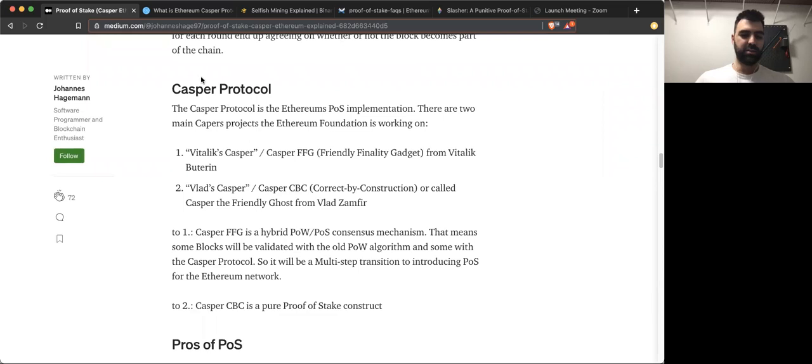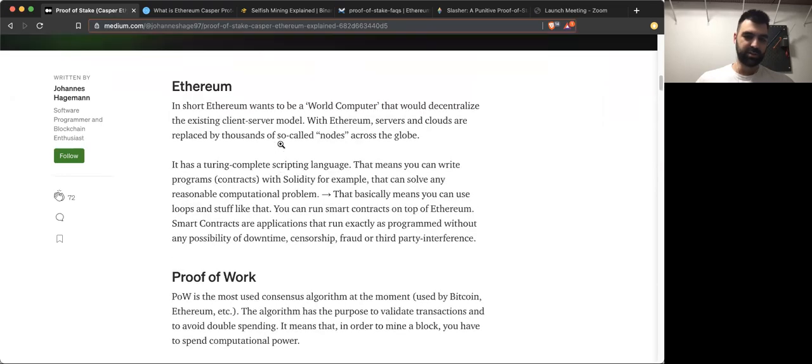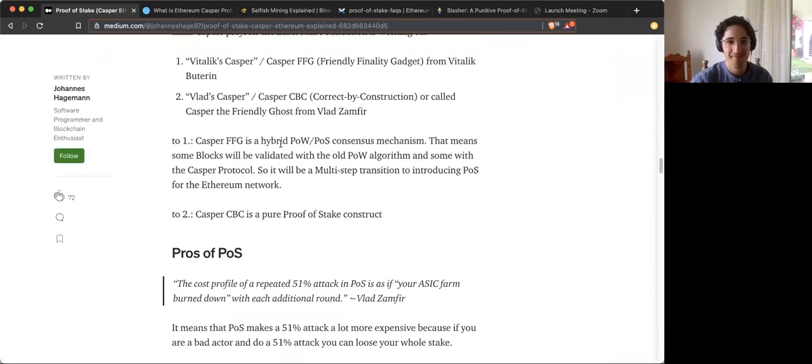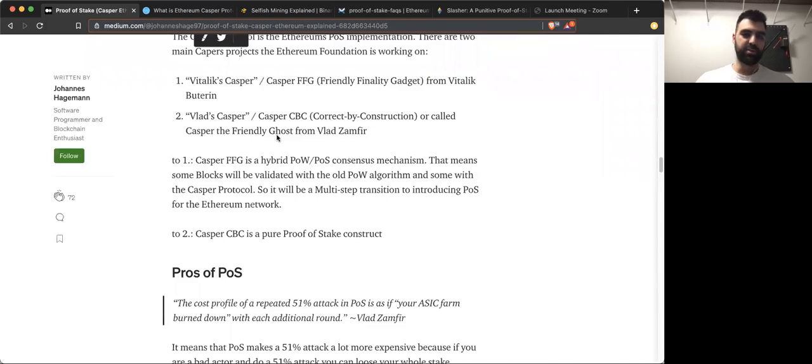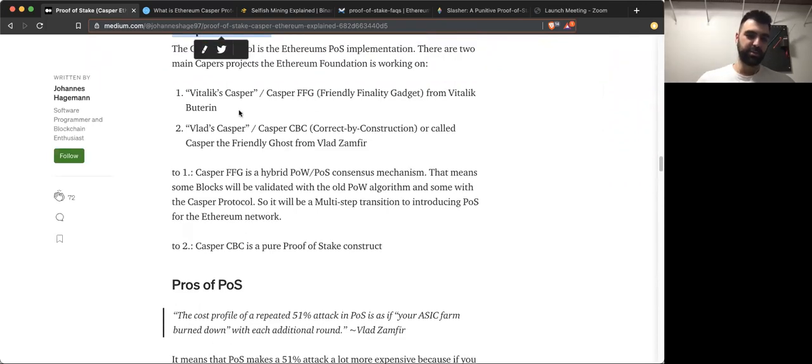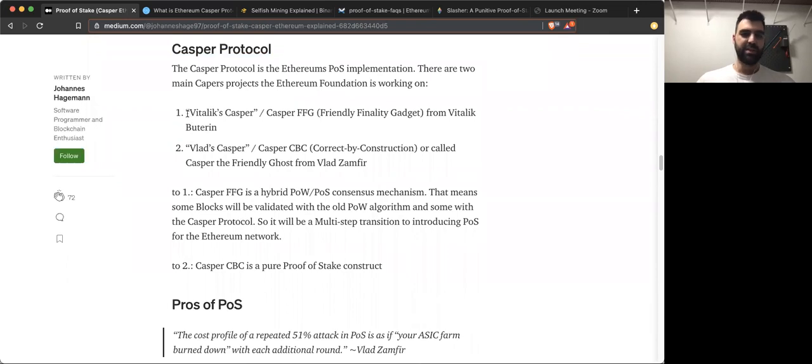Okay, so now this is the only mention, I think, of the Casper protocol in this blog post, even though it's in the title. They're just describing here that right now there are two main proposals, I guess, for the proof of stake to implement on Ethereum. And that's Vitalik's Casper, which is called the Casper FFG, Friendly Finality Gadget, and Vlad's Casper, from Vlad Zamfir, which reminds me of someone, but I don't know who. This Casper CBC, which is correct by construction, is called Casper the Friendly Ghost.